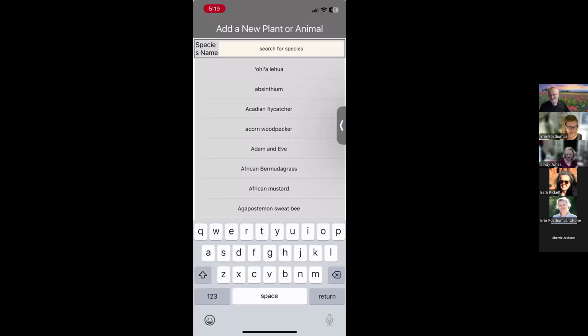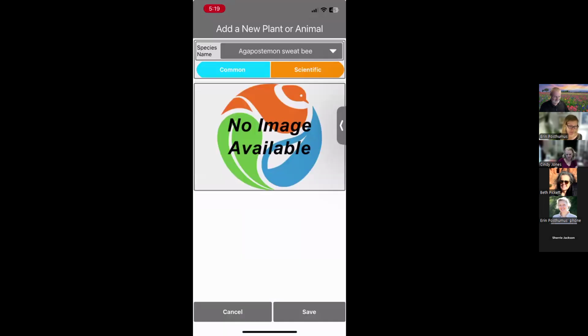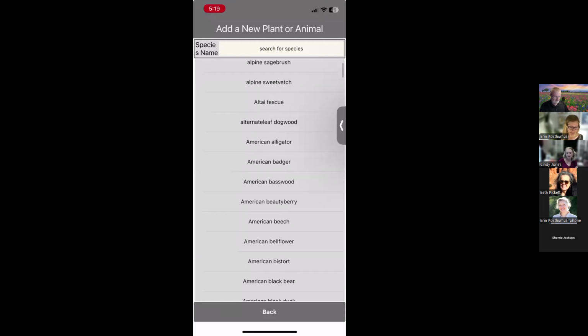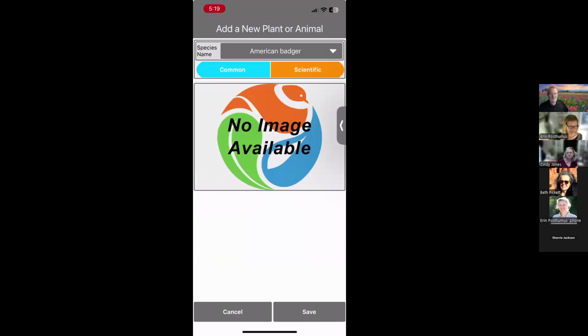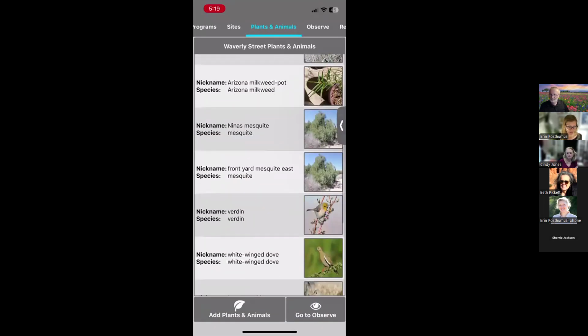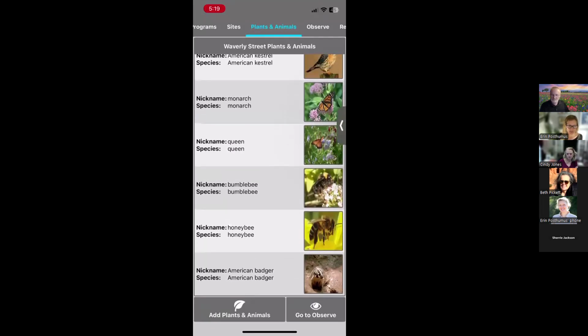I don't know what an animal would be that you would want to add there, but you would type in the name of your animal that you're looking for or find it by scrolling in the list. A badger maybe? And then you would save it, and then that'll be added to your list here. You have to get rid of the badger later. But now I have a badger down there.